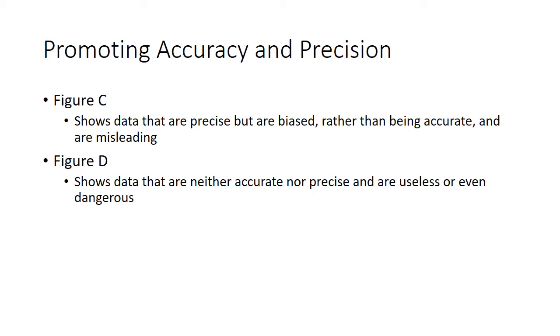And then C was the data being very precise. You would consistently get the same results or thereabouts, but you're going to find that it's inaccurate, and thus that can be misleading in those cases. And then finally, figure D was totally useless, at the most benign or potentially dangerous, because it's neither accurate nor precise.